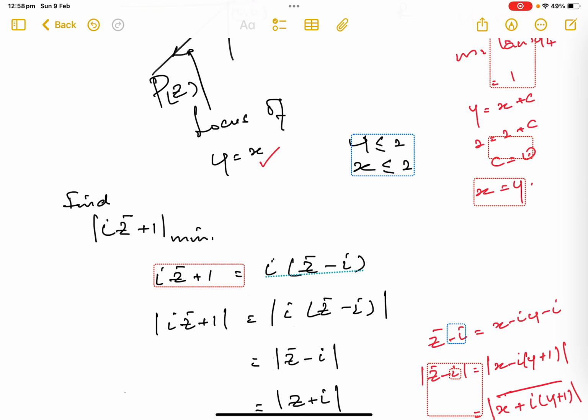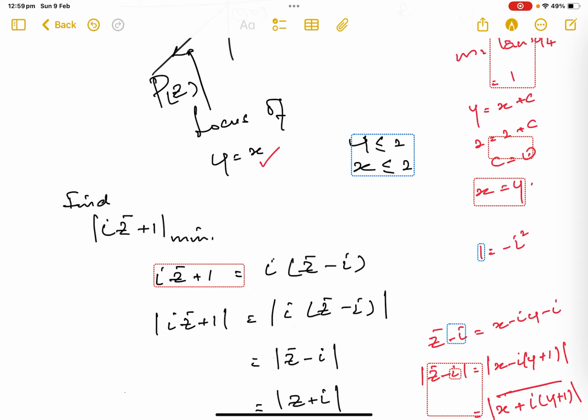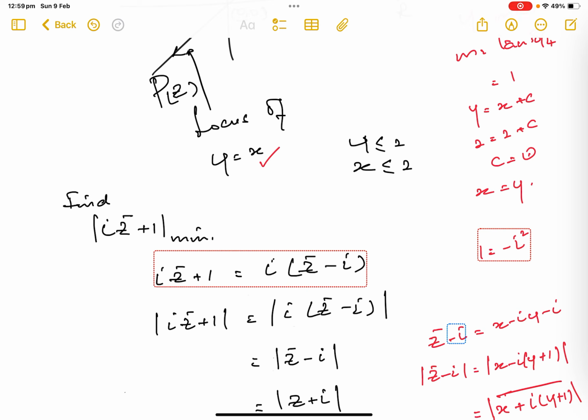So, right, the next part is to find the modulus of i z bar plus 1. And again, find the minimum value of that. We will come to that later. So i z bar plus 1. Instead of 1, I just wrote it. So 1 equals minus i squared, since i squared is minus 1. Instead of 1, I put minus i squared.